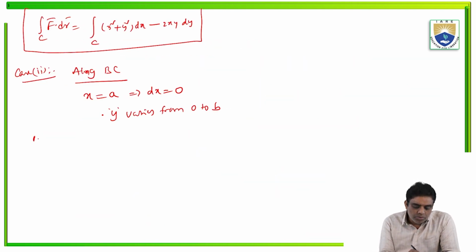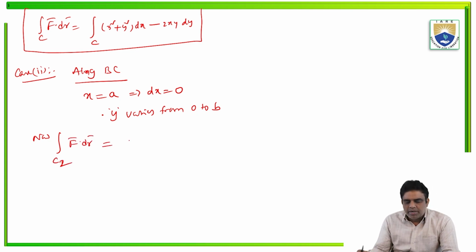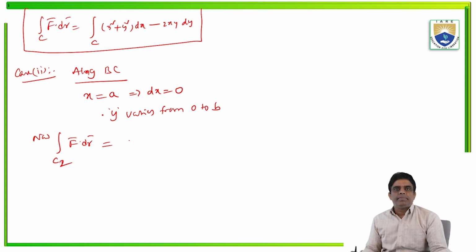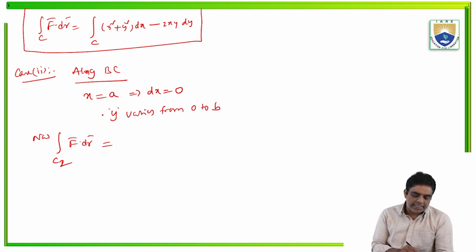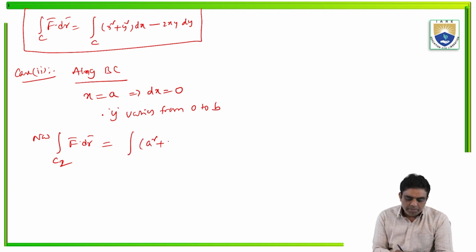So now the integral of F bar dot dr bar along the curve C2. C1 is already over; C1 means along AB. C2 means along BC. That is the integral of F bar dot dr bar with x equal to a: (a square plus y square) dx, which is 0 since dx is 0, minus 2 a y dy.